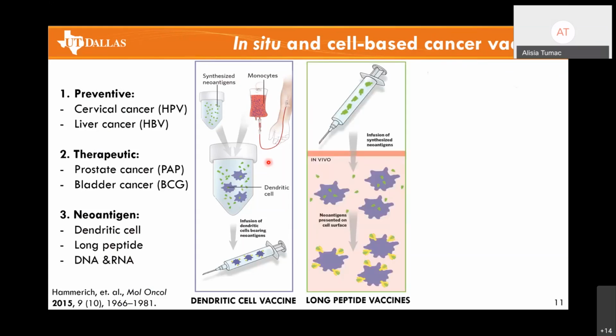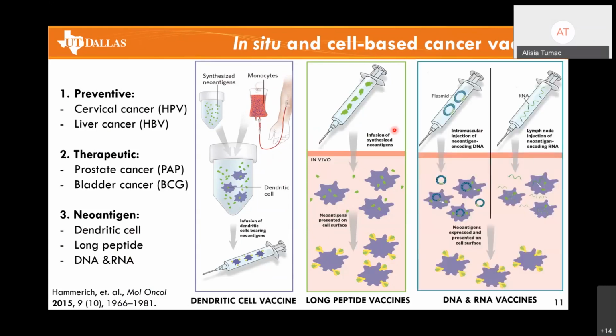Next, you have long peptide vaccines, and these are just synthetic peptides containing the neoantigen sequences that are injected into the body, where they are picked up by antigen-presenting cells. And then third, you can have DNA and RNA vaccines, and how this works is nucleic acids encoding for neoantigens are introduced into the body, where they are translated into proteins and picked up by antigen-presenting cells. So this vaccine in itself can act as an adjuvant by also acting on endosomal toll-like receptors.